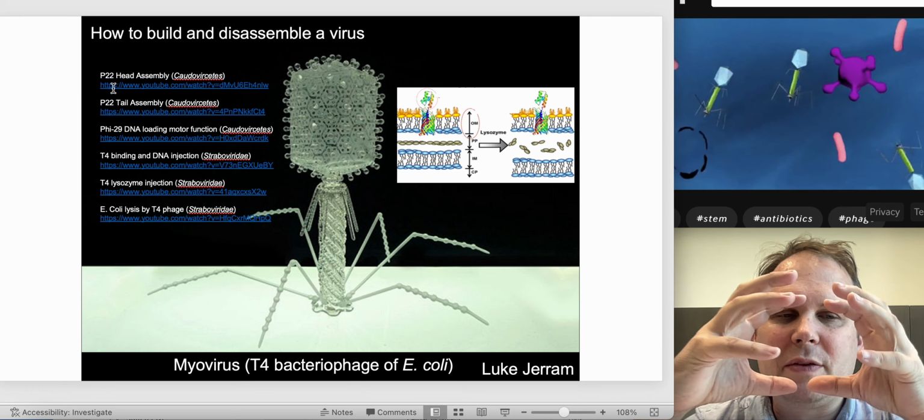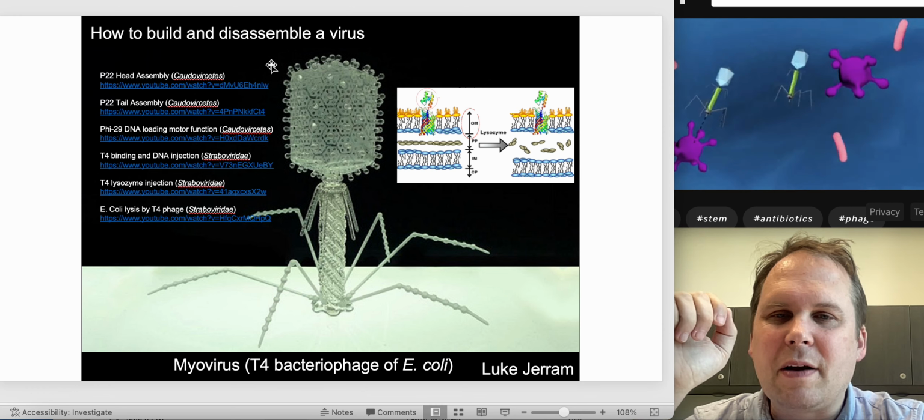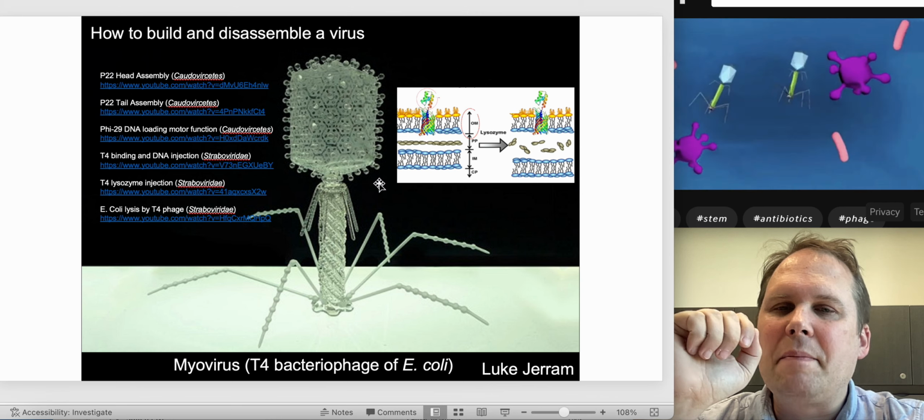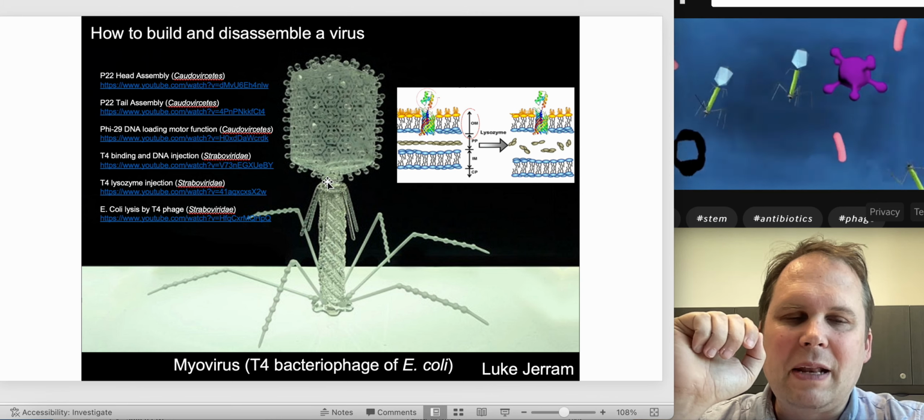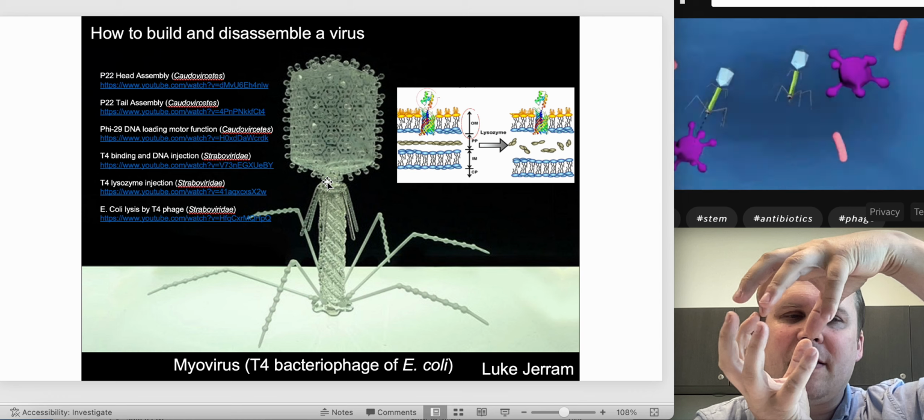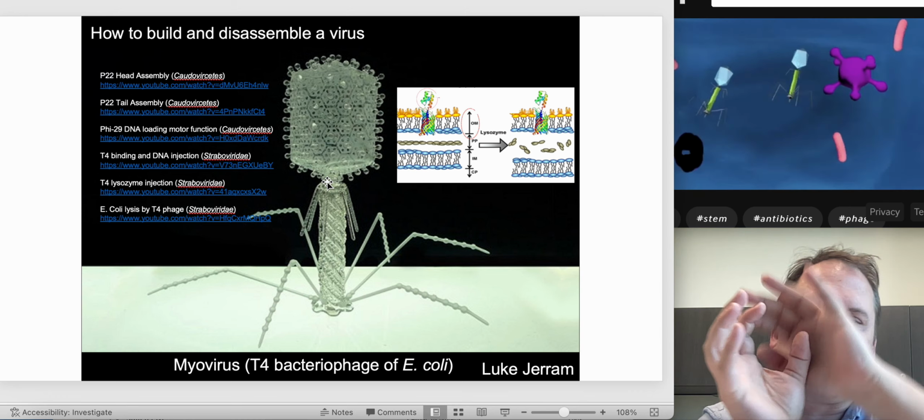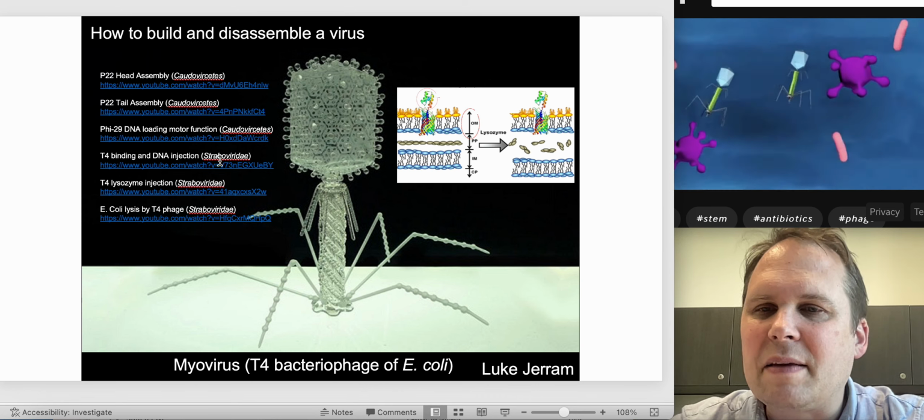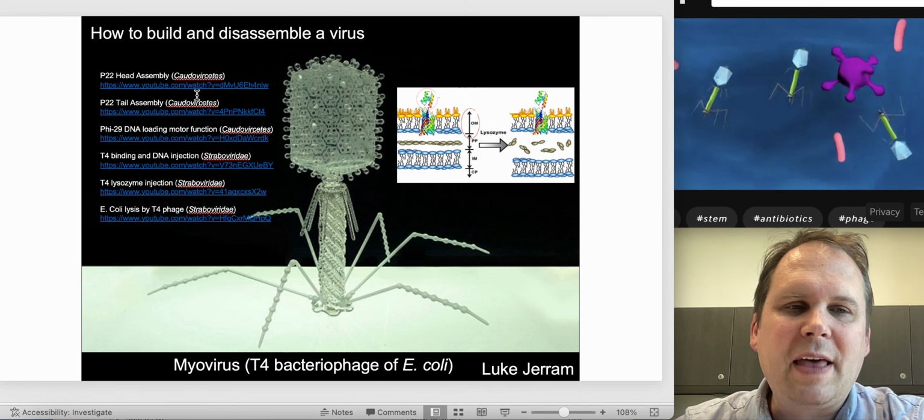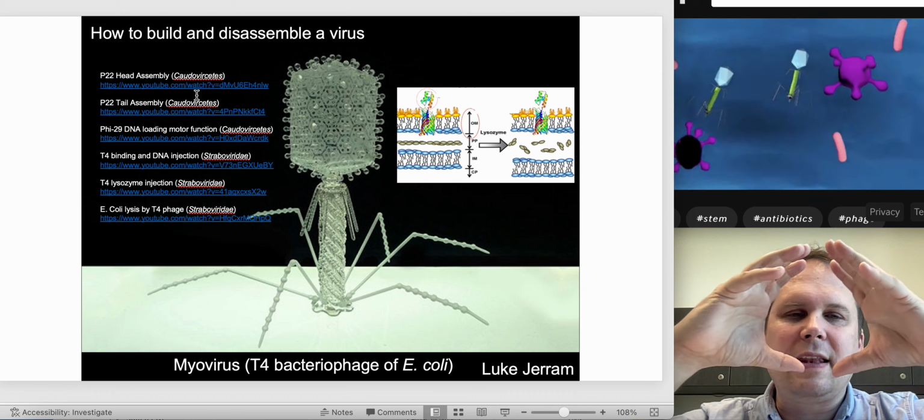The head is going to assemble first, so that's this part right here. And it's made of a bunch of little hexagonal plates, but they actually form, it makes like a skeleton. It's like a cage, and it puts the little plates on the outside to assemble this thing. So we're going to assemble that, and then we're going to load the DNA inside.